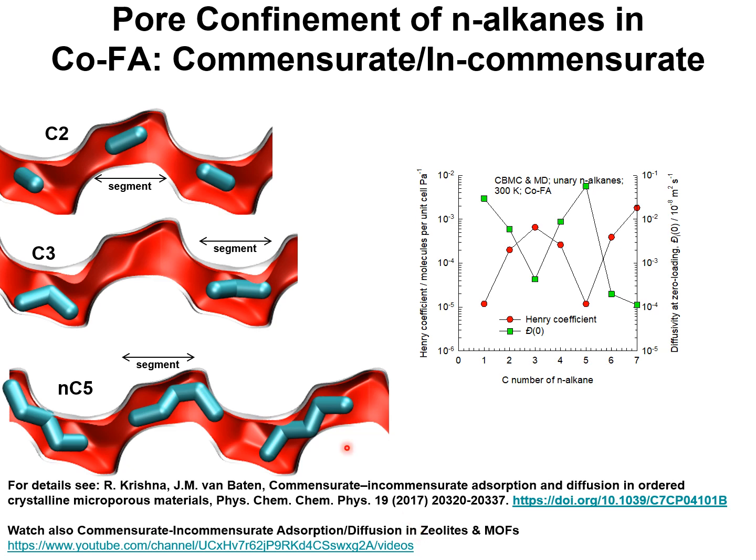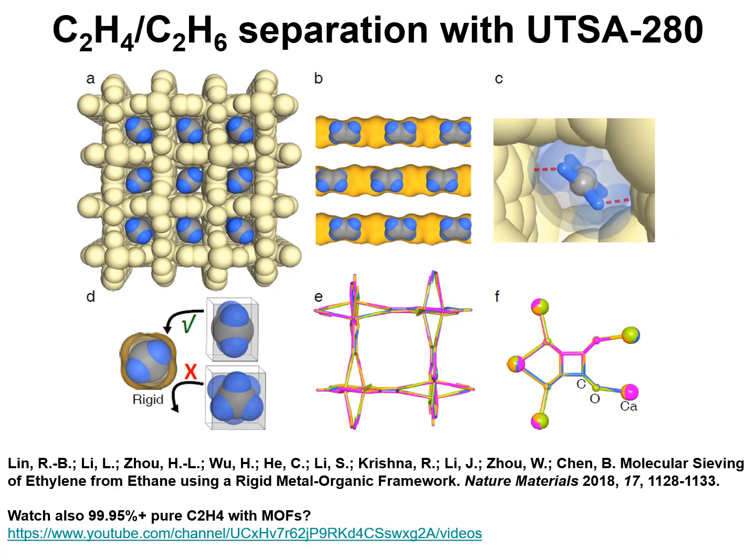in zeolites and MOFs. The separation of mixtures of ethene and ethane is important in the context of preparing C2H4 feedstocks to the polymerization reactor. A very promising material for the separation is UTSA280, described in this paper published in Nature Materials in 2018.